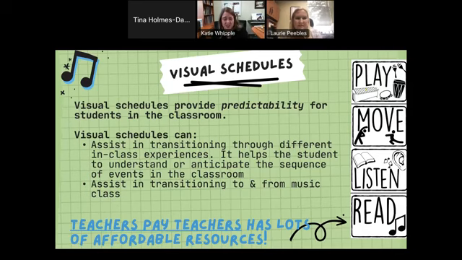They can begin to anticipate what's going to be coming next. It can also assist in just transitioning to and from music class. Some students we work with might have a hard time just going from one classroom to another and then perhaps into your classroom. Just a quick Google search took me to Teachers Pay Teachers, and I was blown away by how many different visual schedule images are available to you. There is a direct link there, and there are some affordable options. What you see here on the right are some snapshots from a free visual schedule that's available on Teachers Pay Teachers, and there's a lot more than just play, move, listen, and read.